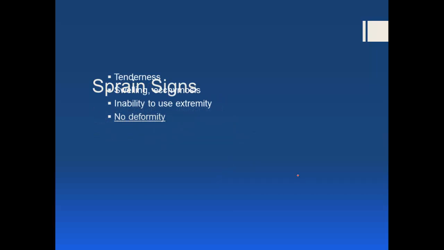Oops, sorry about that. I thought I fixed that. Okay, well, this says tenderness. One of the sprain signs is tenderness. This is swelling and ecchymosis. And this is, of course, inability to use the extremity, mostly because of pain. It hurts really bad. I don't know if you guys have sprained your ankle or anything, but it is really uncomfortable. But there's no deformity.